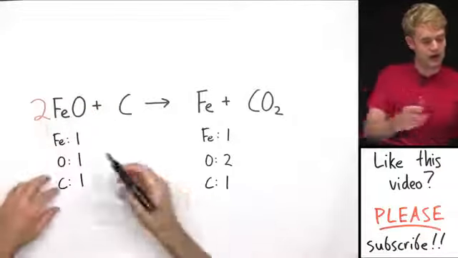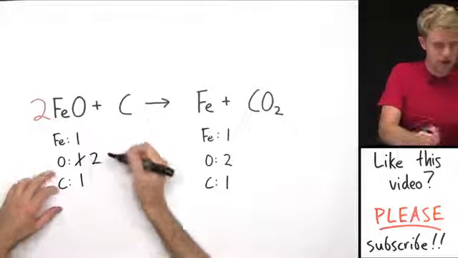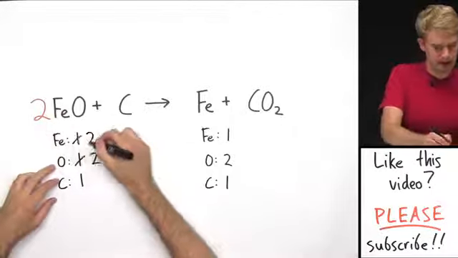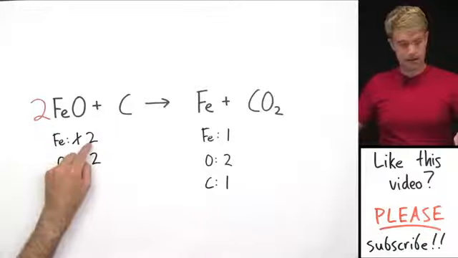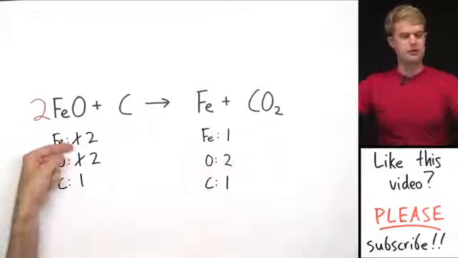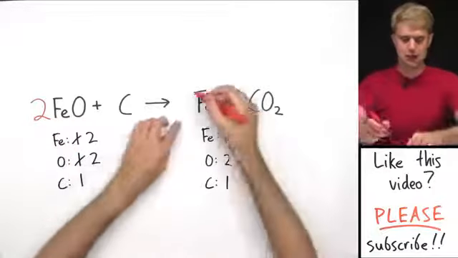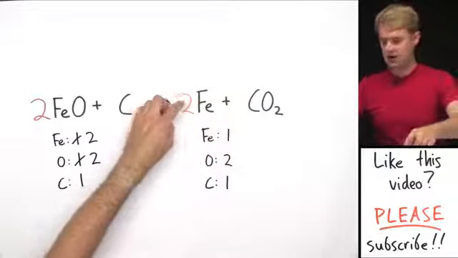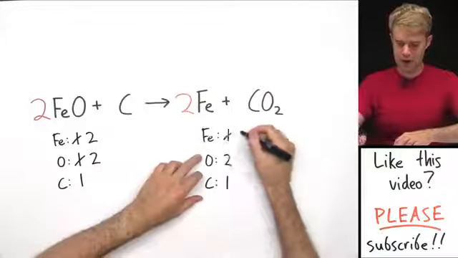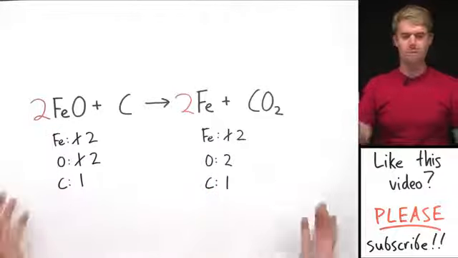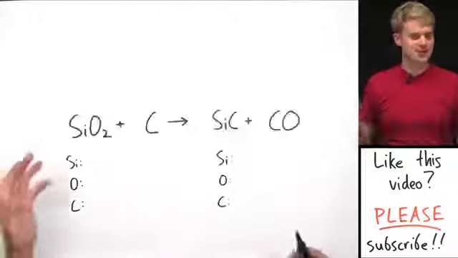Okay, so that's going to give me 2 oxygens, but it's also now going to multiply this Fe by 2. So now I'm going to have 2 Fe. Now I've got 2 Fe here and 1 there, so now these don't balance. So the next thing I'm going to do is put a 2 in front of this Fe there. So now instead of having 1, I have 2 of them. Now I have 2, 2, 1. It balances.